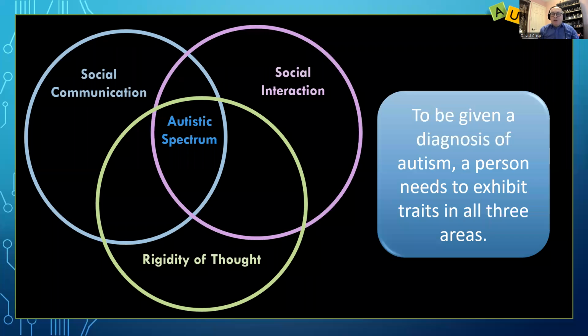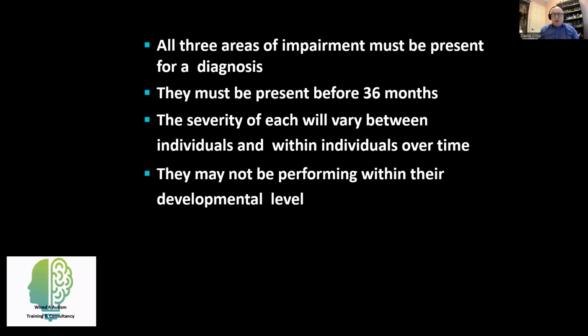So, as I've mentioned in previous presentations, to be given a diagnosis of autism, a person must exhibit traits in all of these particular areas: social communication, how you communicate with others; social interaction, how you interact with others; and rigidity of thought, in order to be diagnosed as being on the autistic spectrum. As I just mentioned, all three of those must be present for a diagnosis, and they're going to be in different degrees depending on the individual, because every person that's autistic is going to be unique.